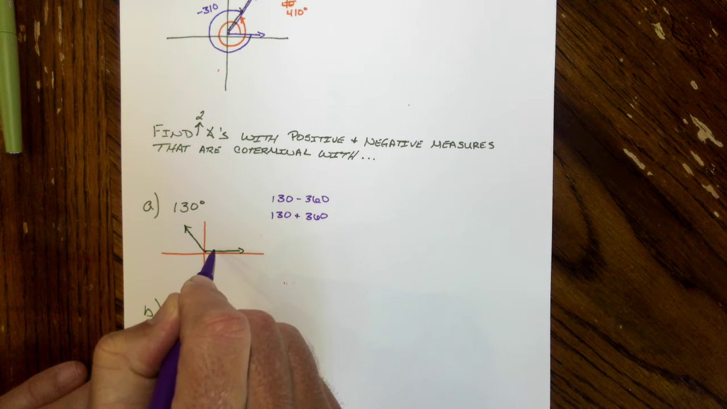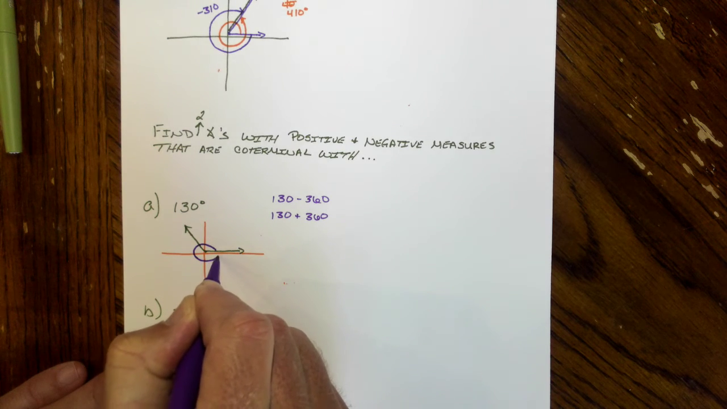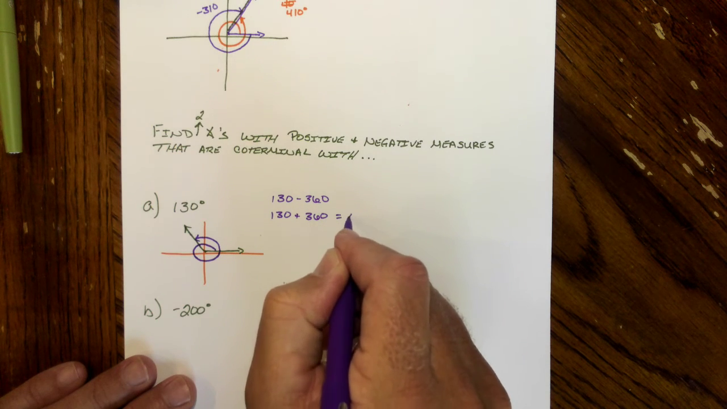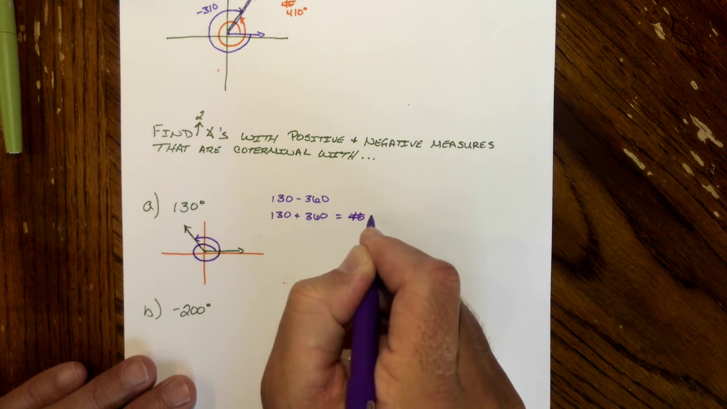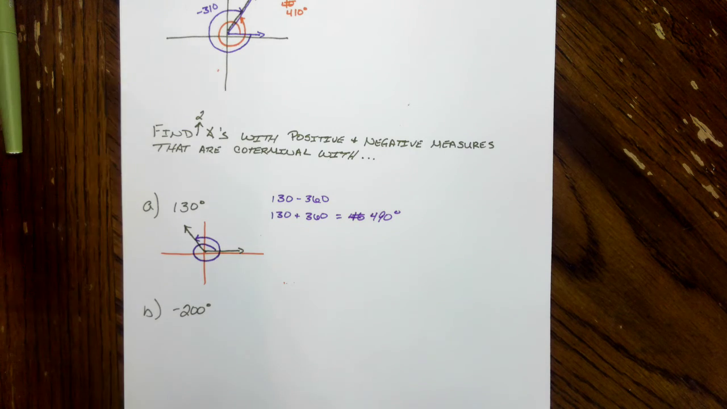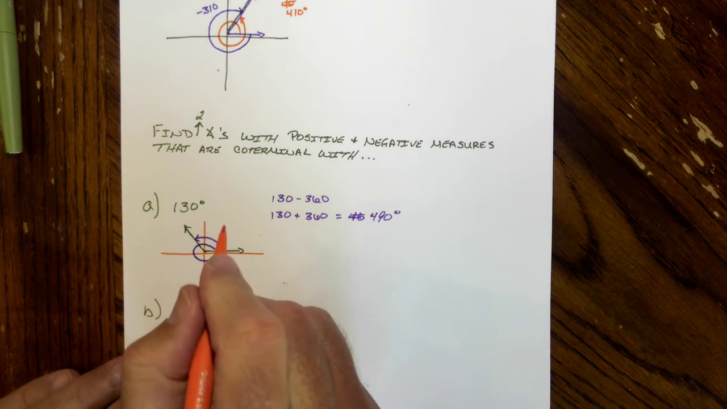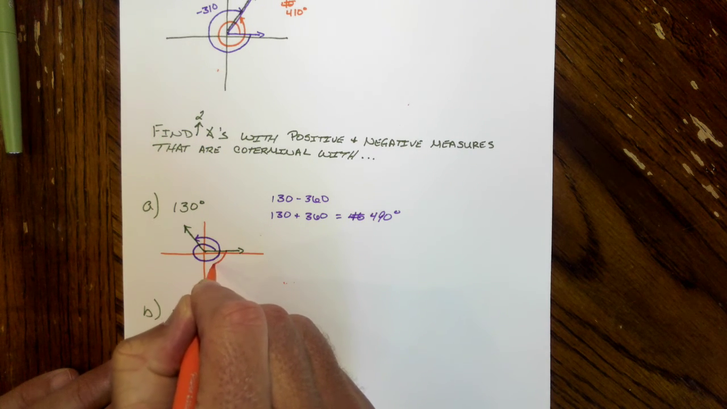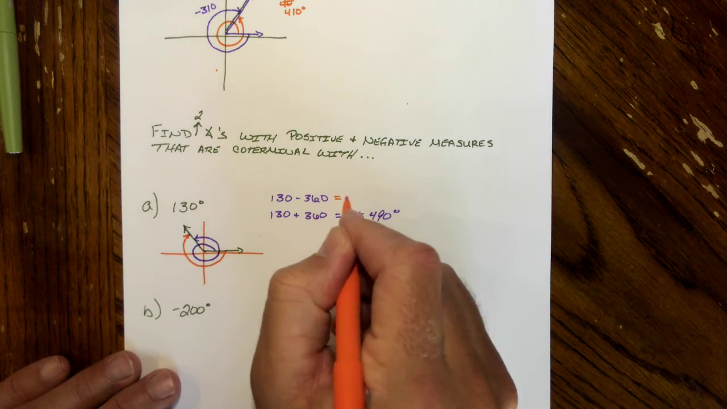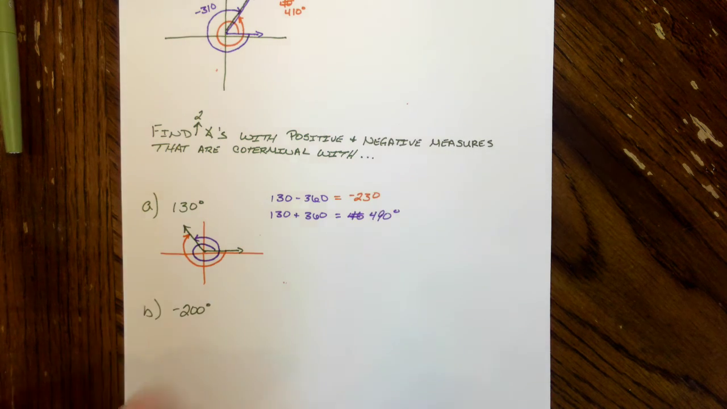So here's my full 360 and then 130 degrees more, right there. That's 490 degrees. Then I'm going to take it and go in the opposite direction. So we'll go clockwise, and it's only going to go to right there. Negative 230 degrees.